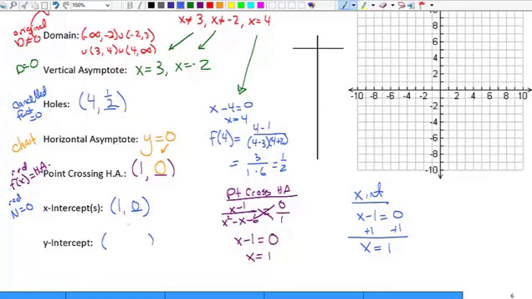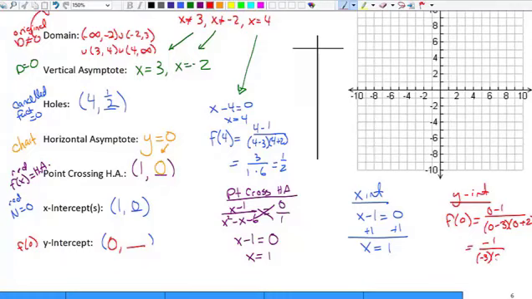The y-intercept is always 0 comma some value. To find that, I'm going to find f of 0, which I'm going to plug into the reduced form, which is x minus 1 in the numerator, x minus 3, and x, which is 0, plus 2. So that gets me negative 1 over negative 3 times 2, which is negative 1 over negative 6, which is positive 1/6.